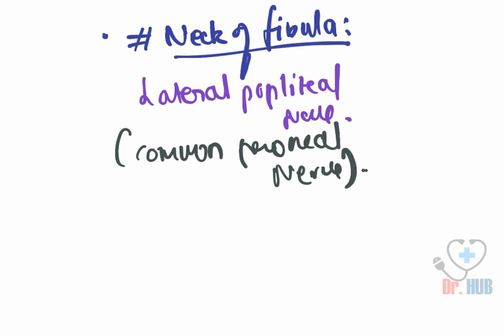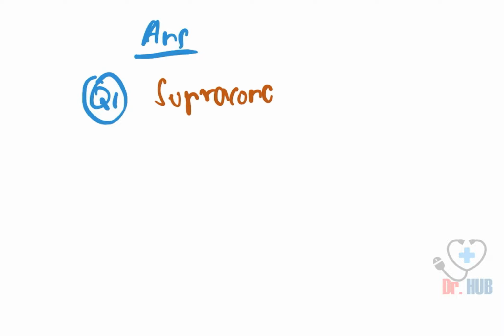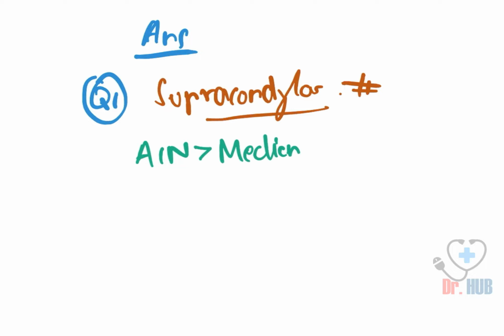Now we'll be answering the questions we asked initially. The first question we asked was, what is the supracondylar fracture associated with? What nerves are damaged? The supracondylar fracture mainly causes the injury to the AIN, that is anterior interosseous nerve, greater than the median nerve, and this is greater than that of the radial nerve.